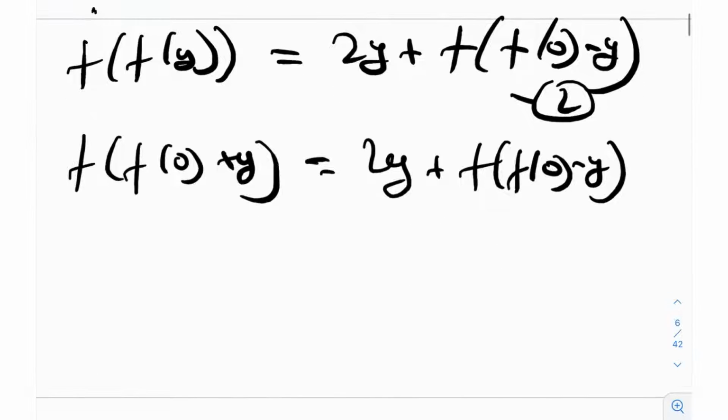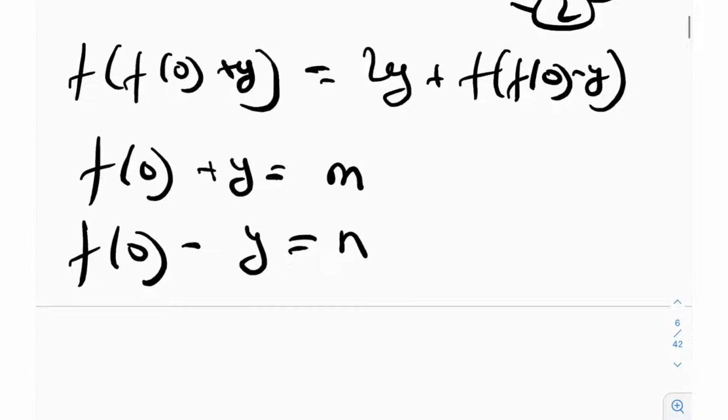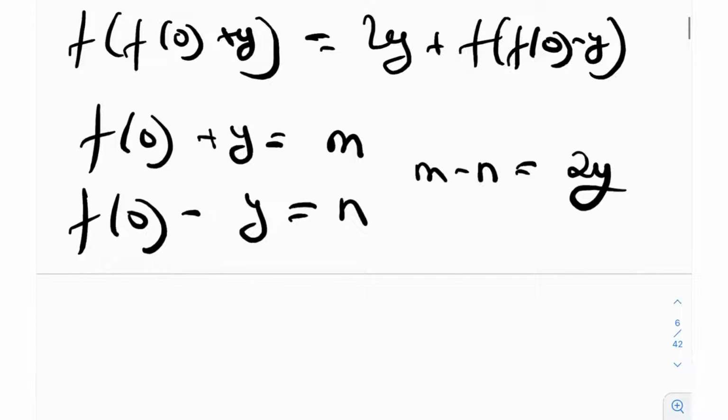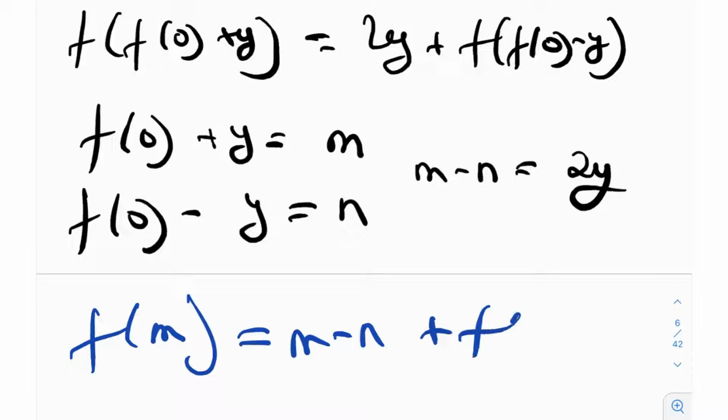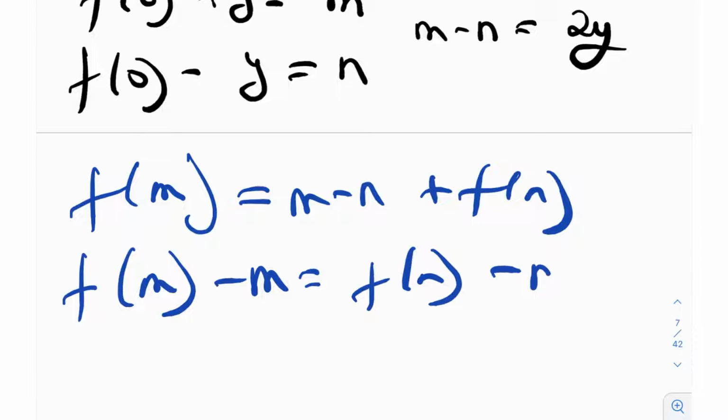Right? Okay, great. So now I'm going to define f of 0 plus y to be equal to m. Similarly, I'm going to define f of 0 minus y to be equal to n. And if you compute m minus n, you'll see just 2y, because the f of 0's get cancelled. Okay, that's great. So now what we can see is that f of m is equal to m minus n plus f of n. If I send f of m to the other side, I'll get f of n minus n.